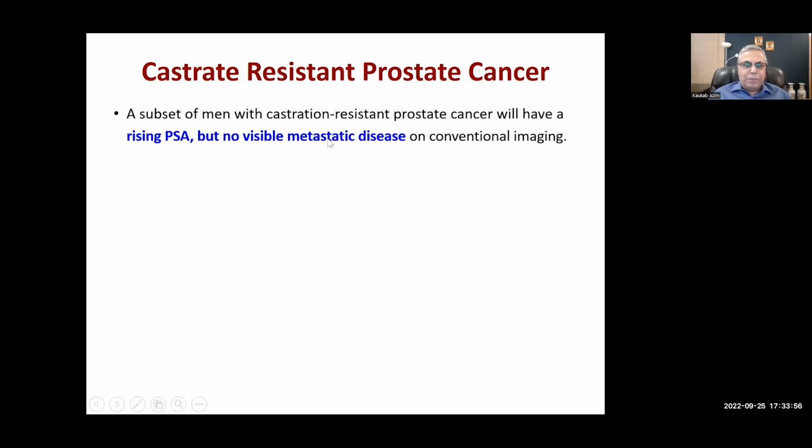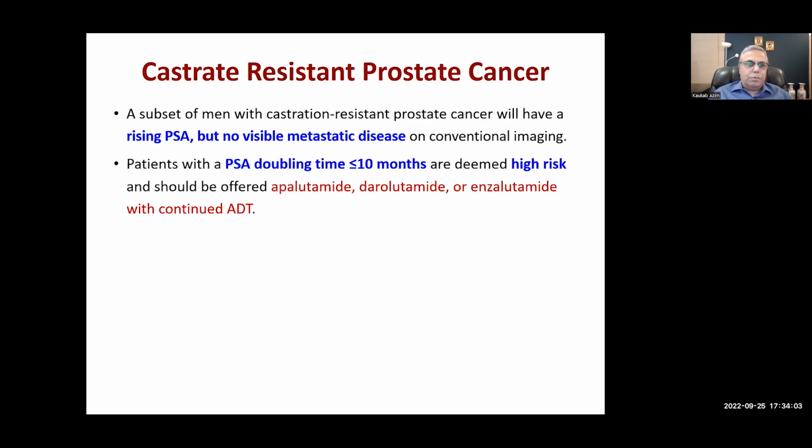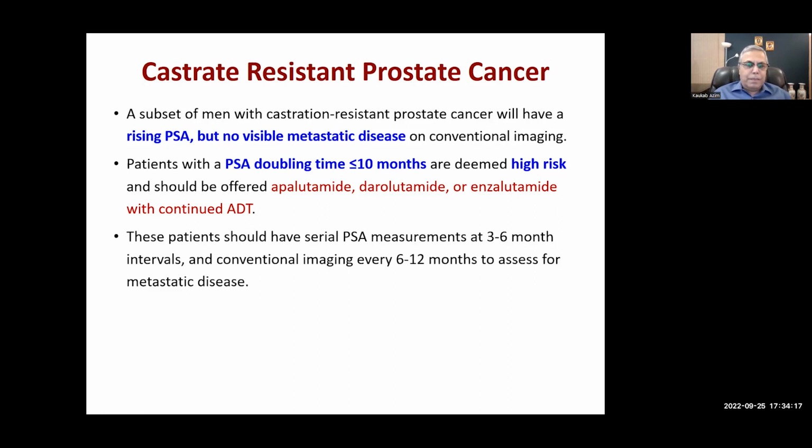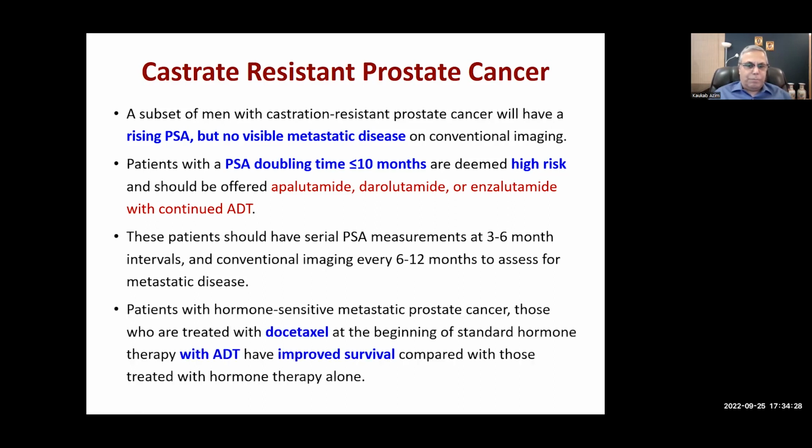A subset of men with castration-resistant prostate cancer will have a rising PSA but no metastatic disease. So we look for PSA doubling time. If it is less than 10 months, then it is a high-risk patient, and we should offer apalutamide, darolutamide, enzalutamide. These are androgen receptor blocking drugs. These patients should have serial PSA measurements at 3 to 6 months. They should have imaging like MRI or bone scans every 6 to 12 months.